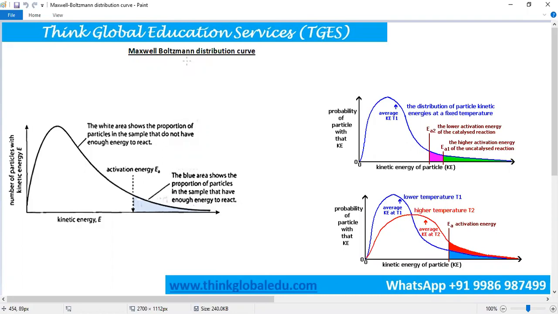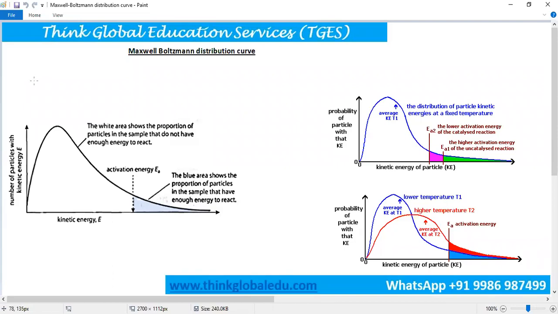In this video, we will learn about Maxwell-Boltzmann distribution curves. According to kinetic theory of molecules, particles of gas move randomly in different directions at high velocities due to the collision between the particles and with the sides of the container.